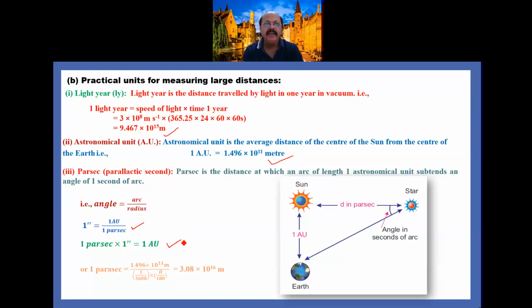But our purpose is to calculate 1 parsec, so we have to apply this formula. So 1 parsec equal to 1 astronomical unit, which is 1.496 into 10 is power 11 meter, upon 1 second. That 1 second you have to convert into radian. So 1 upon 60 into 60, that is 3600, multiplied by pi upon 180. So this is the conversion of 1 second angle into radian. So when you solve it, you will get 1 parsec equal to 3.08 into 10 is power 16 meter.